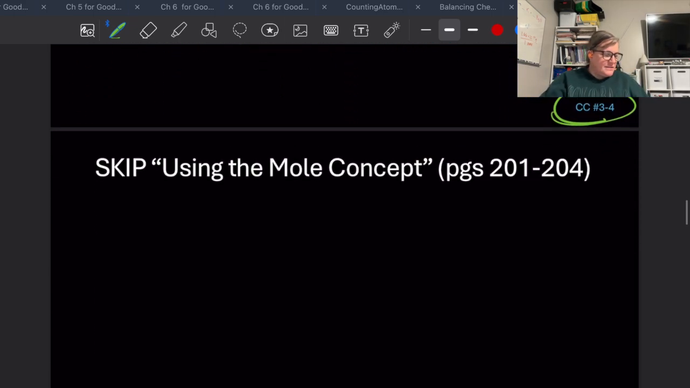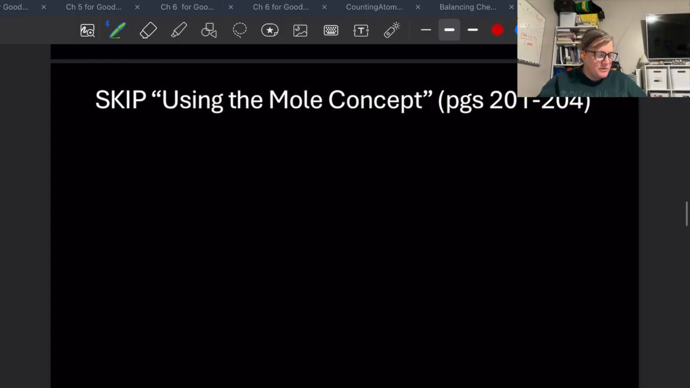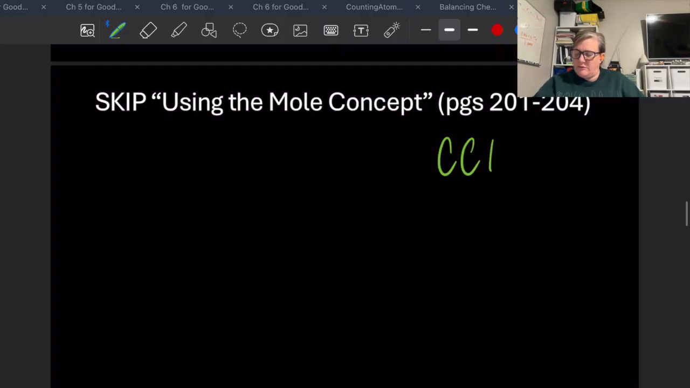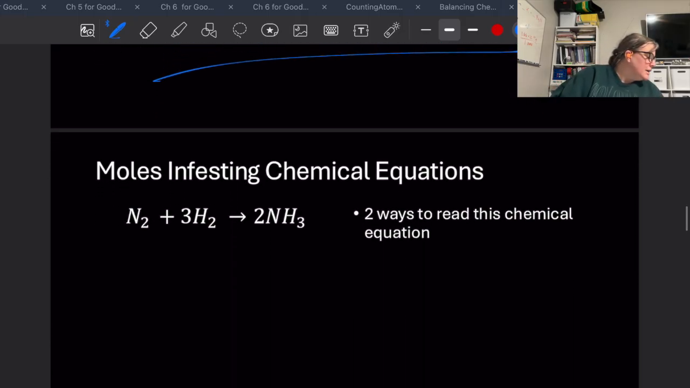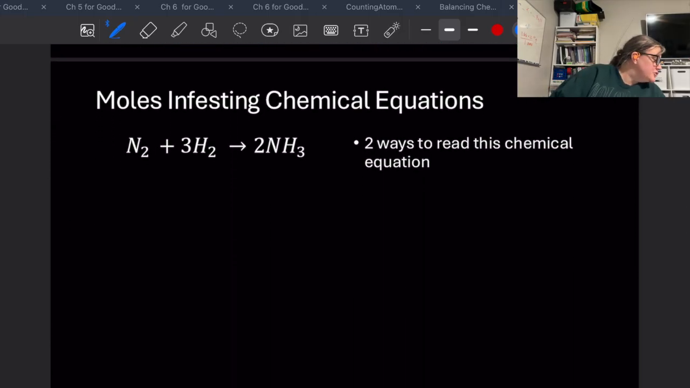The next section in your book, right after CCs 3 and 4, is called Using the Mole Concept, pages 201 to 204. That includes CC number 5. All of that we're going to skip, so don't worry about reading or doing those pages. That includes experiment 7.1, which is not very fun. We're going to skip ahead to right after CC number 5, on page 204.